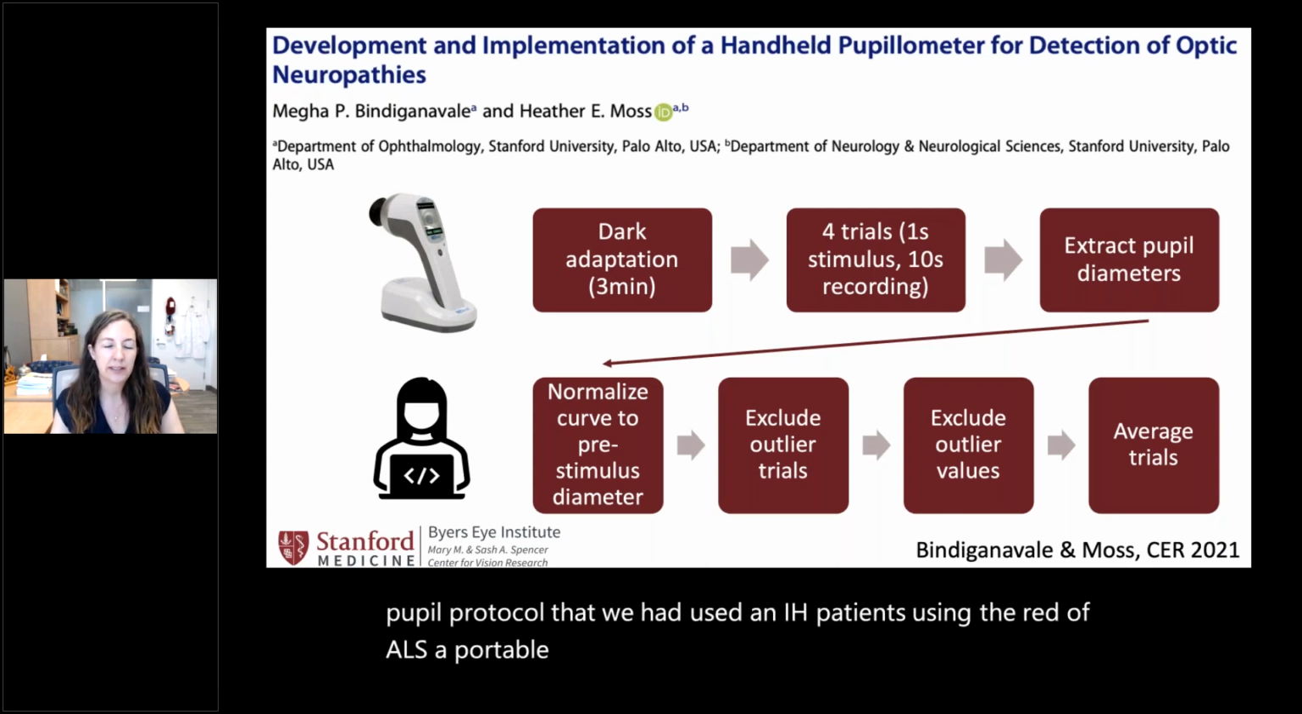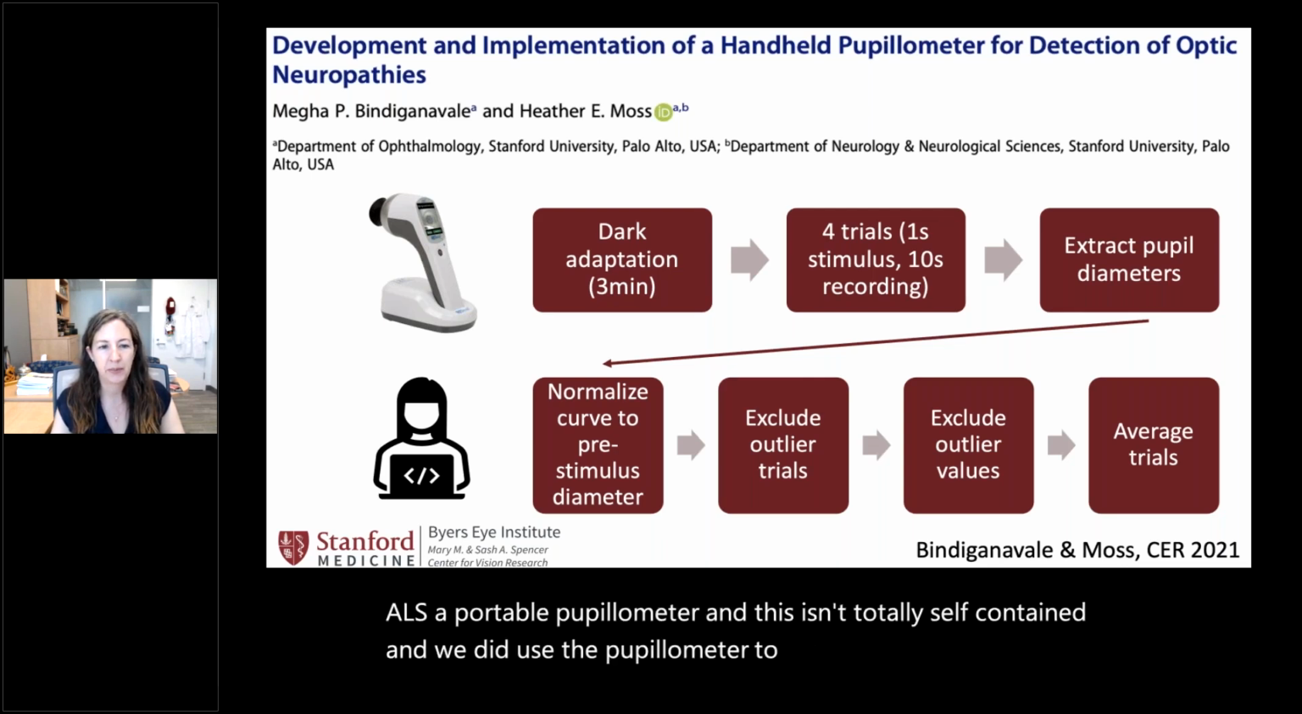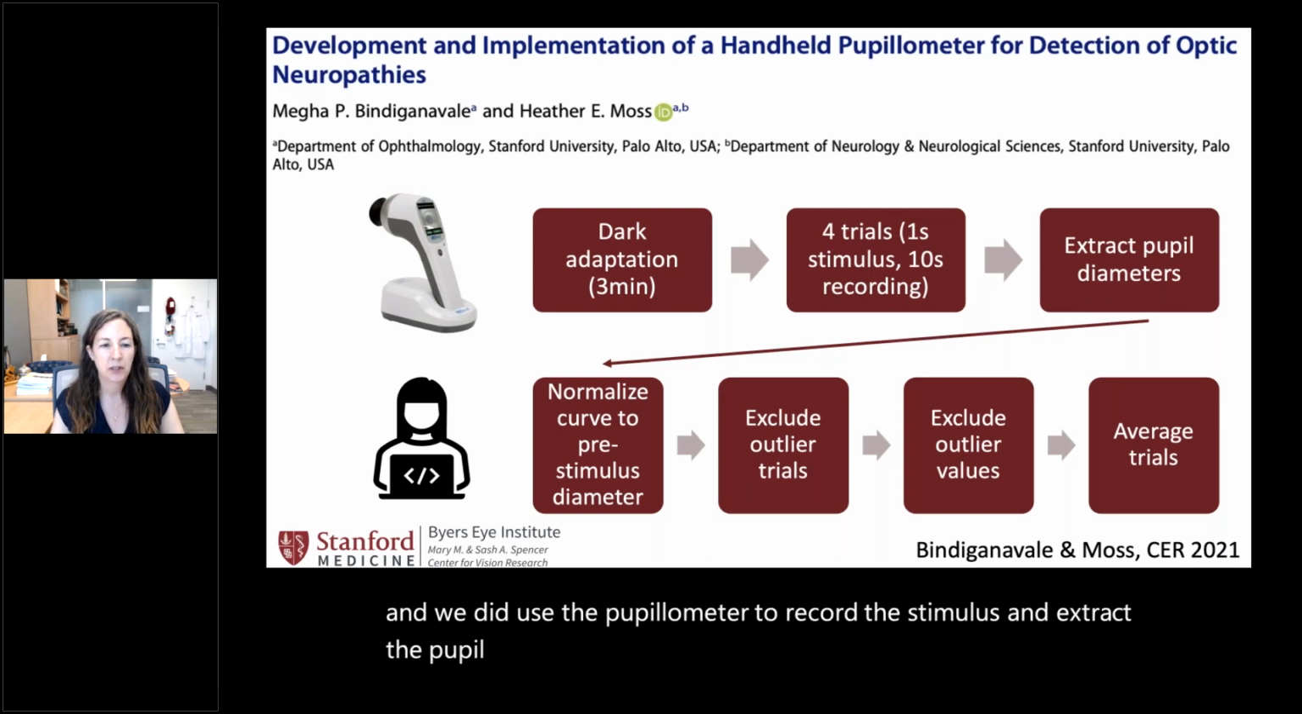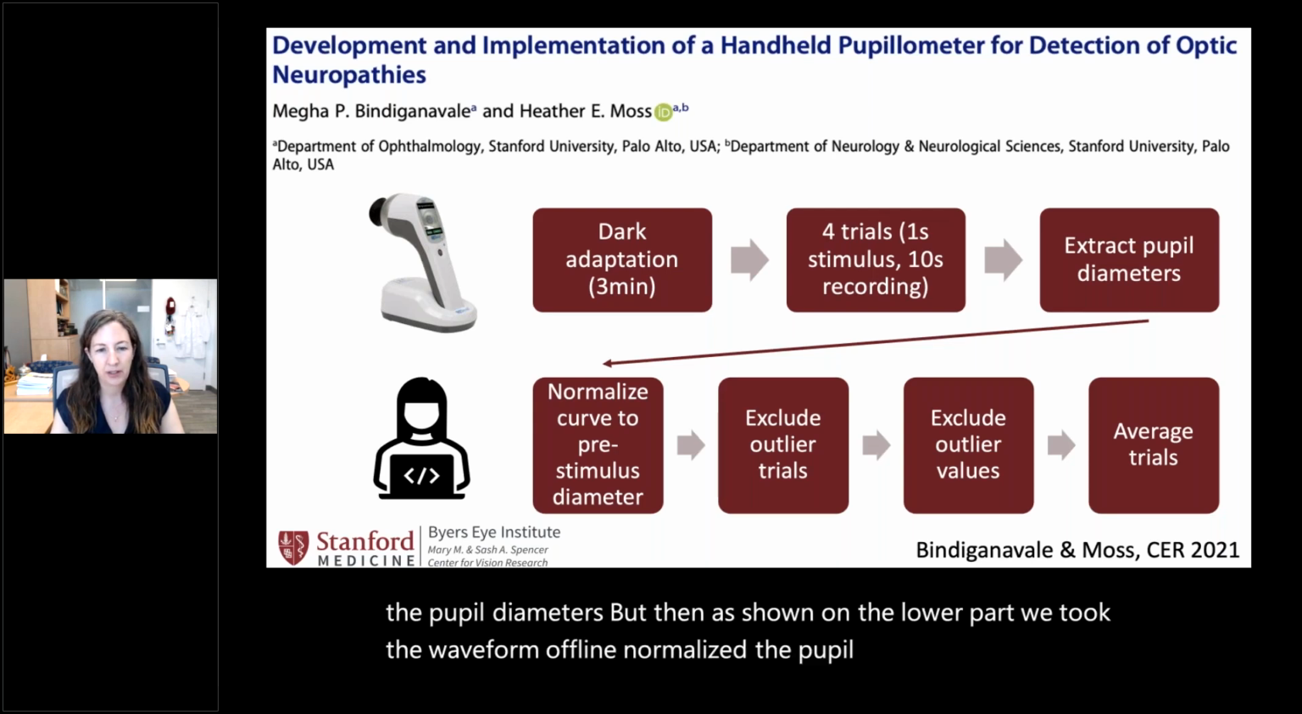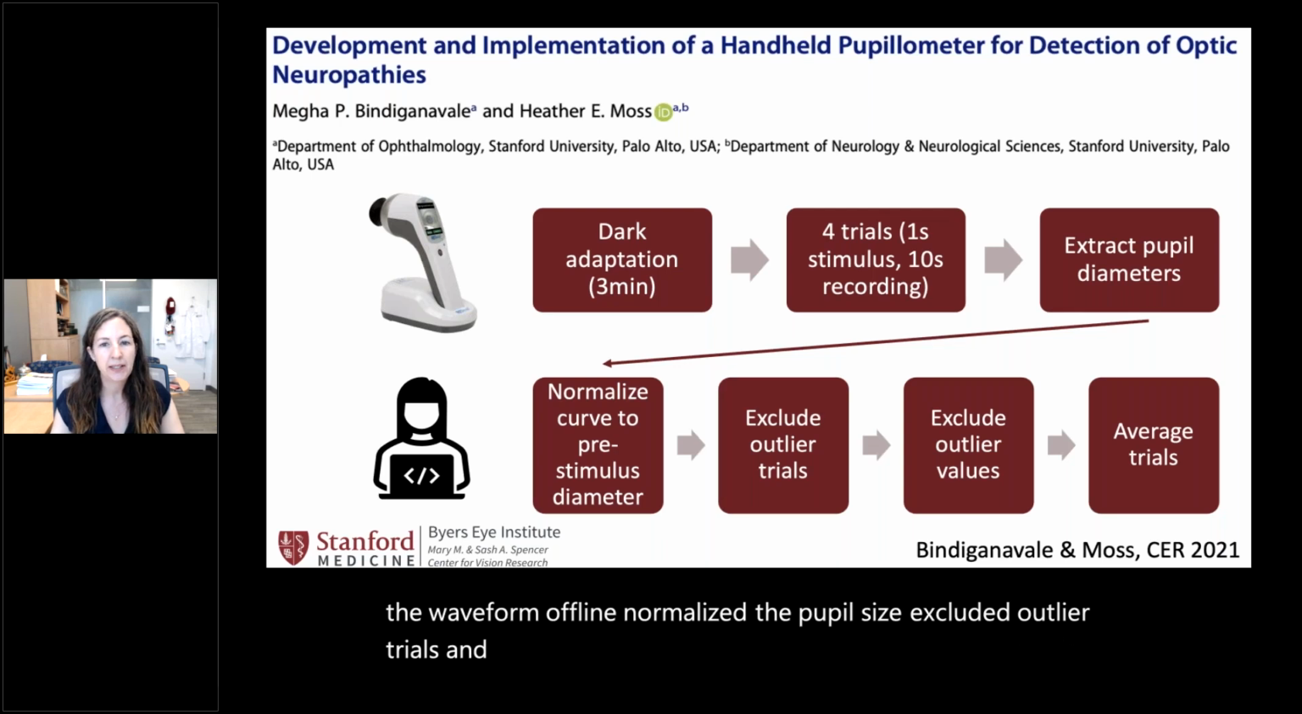And this isn't totally self-contained. We did use the pupillometer to record the stimulus and extract the pupil diameters. But then, as shown on the lower part, we took the waveform offline, normalized the pupil size, and excluded outlier trials and values before averaging the trials. But our initial results are very promising.